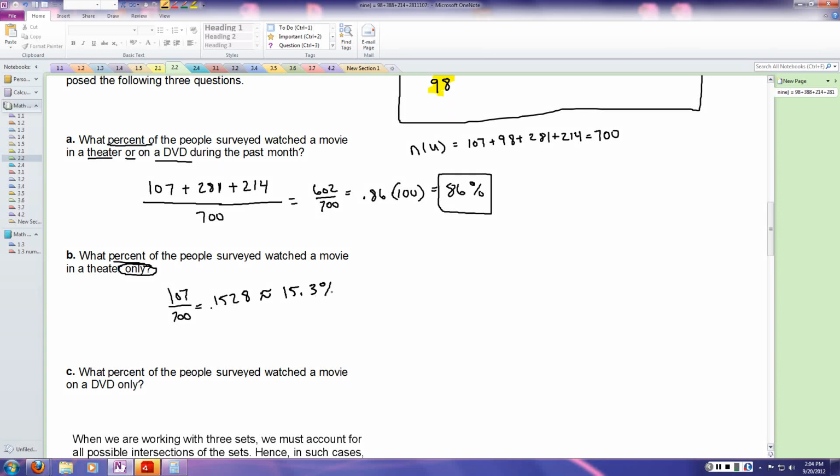15.3%. Be careful the way WebAssign asks you to input it. If they want it in a percent, you need to give it to them in a percent. And then if they want so many decimals, you'd have to use so many decimals.